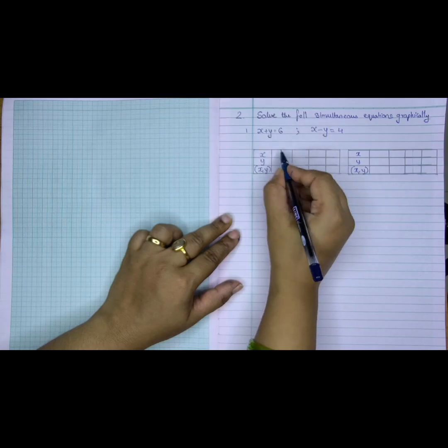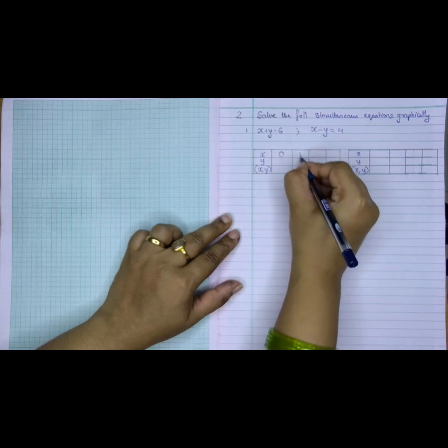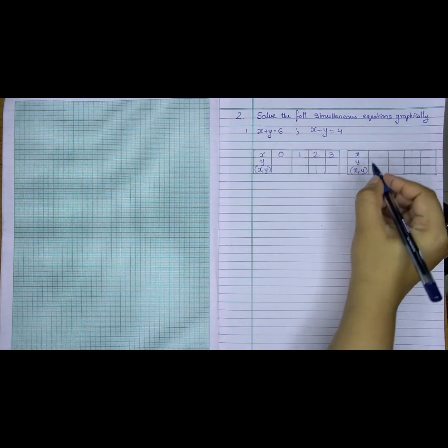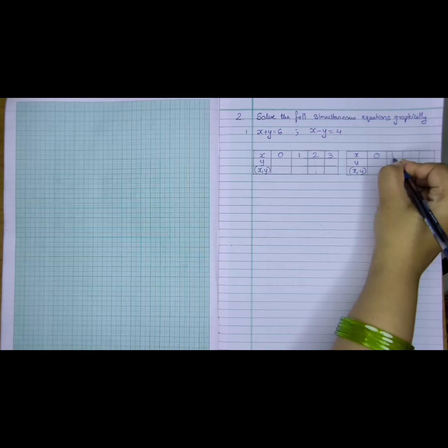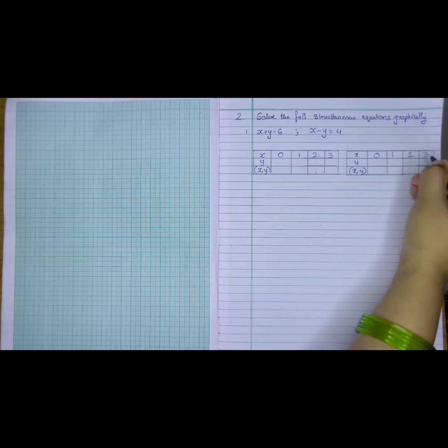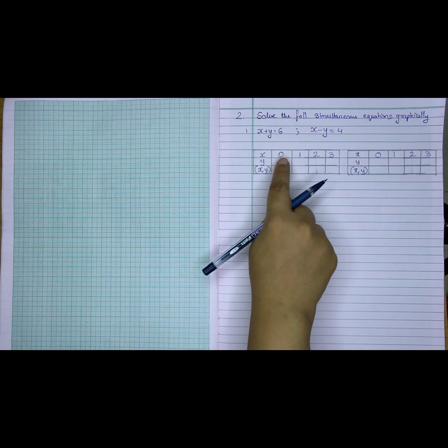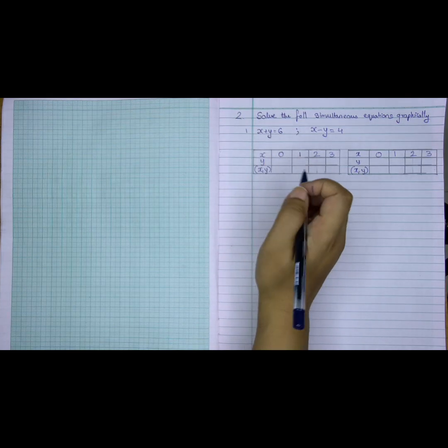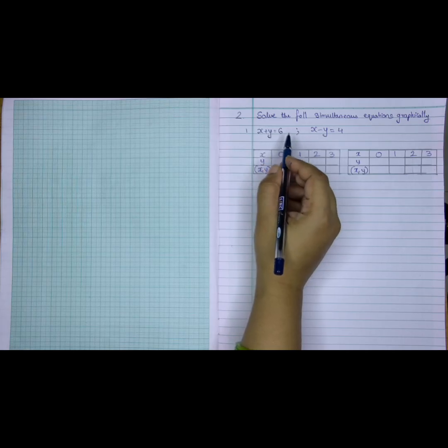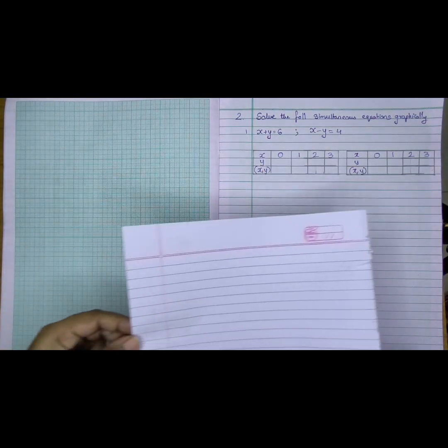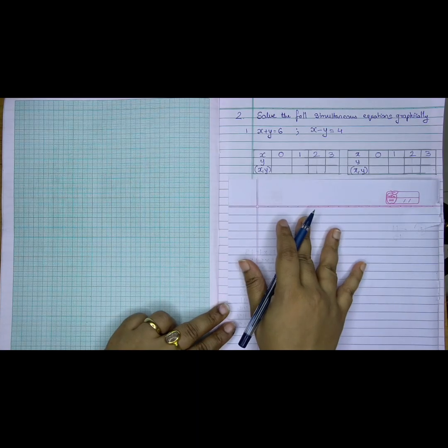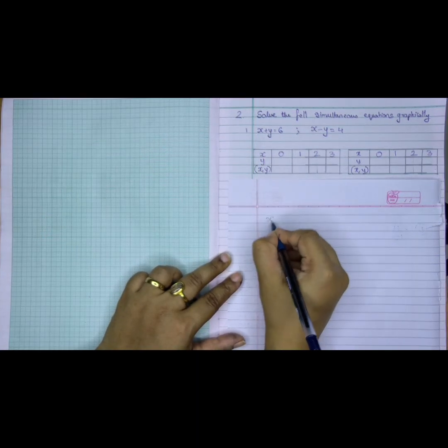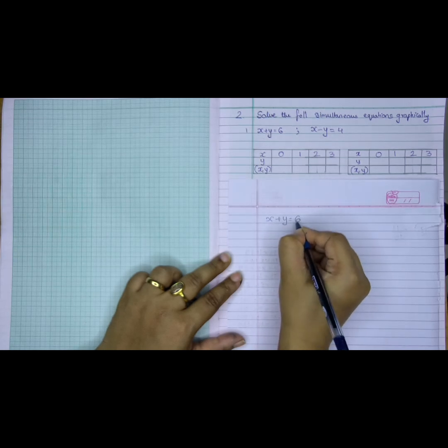So here for x, suppose I am taking 0, 1, 2, 3. Okay, and also for here I will take 0, 1, 2 and 3. Okay, now using this I will find out the value of y using this equation. Okay, so first I will take x plus y is equal to 6. I'm taking a rough paper and doing it here. Suppose x plus y is equal to 6.